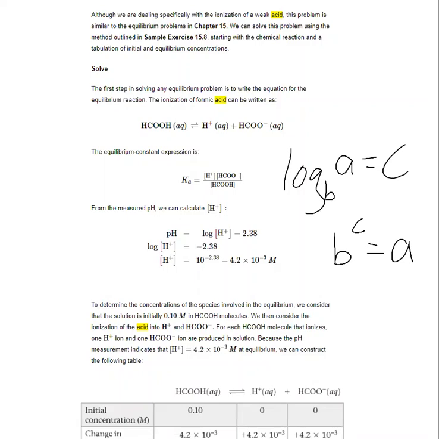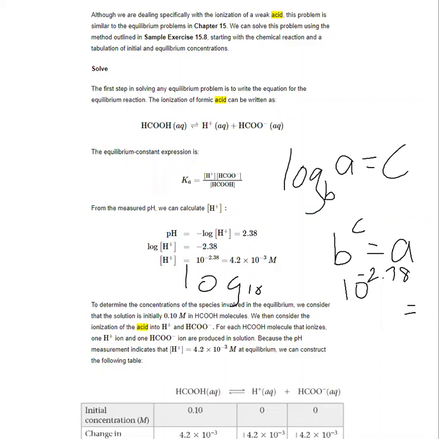B is the base, so log base B. B is the base, which is underneath the exponent. B raised to the C equals A. So you can do the same thing here. You've got the log of the H plus concentration equals negative 2.38. So you can rewrite that as 10, because remember, anything that's written as log is assumed to be log base 10. So 10, which is the base, raised to the negative 2.38. Oh, I wrote a 3 there. 2.38 equals the hydronium concentration.